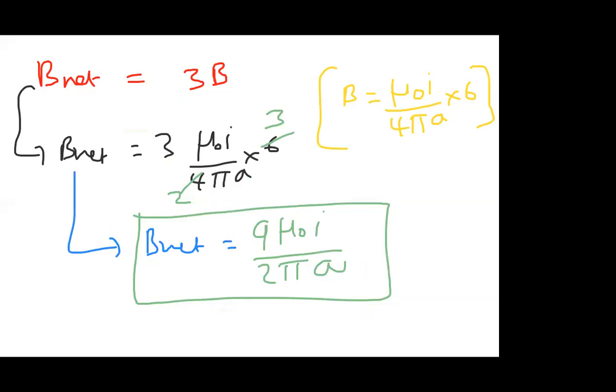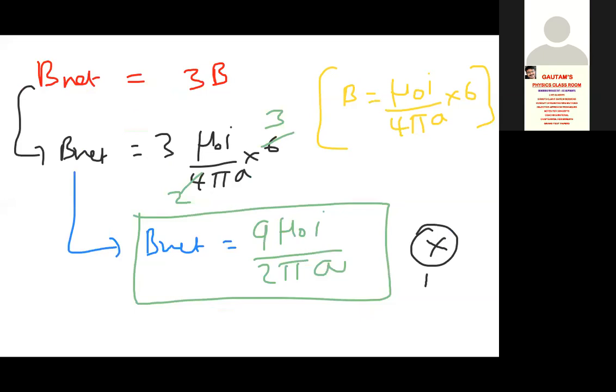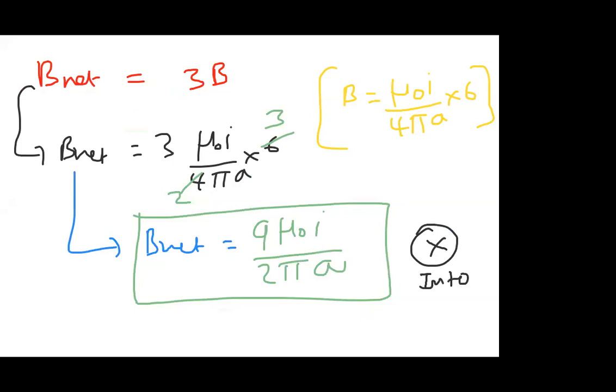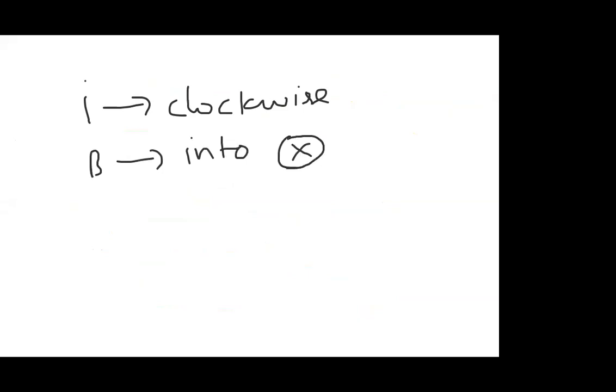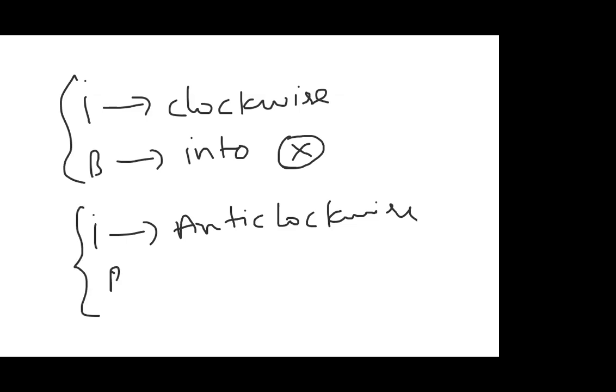And now, what is the direction of the magnetic field? The direction of the magnetic field is into. This symbol indicates into the plane, and a dot indicates outside. Don't forget, always, whenever current is flowing clockwise in a loop, then B will be into. And suppose the current is given in anti-clockwise direction in the loop, then B will be outside, and we use the dot symbol for it. So this data you must not forget.